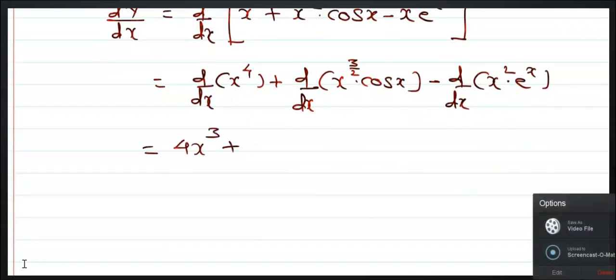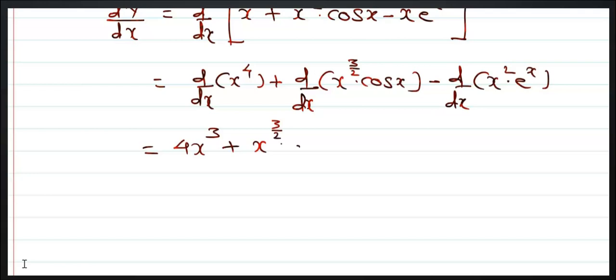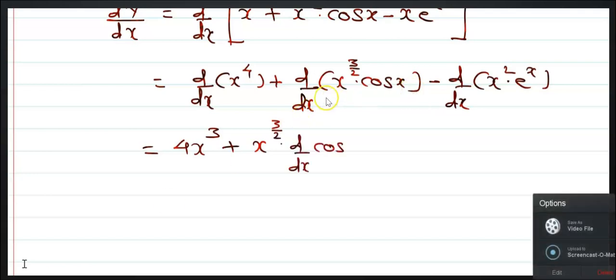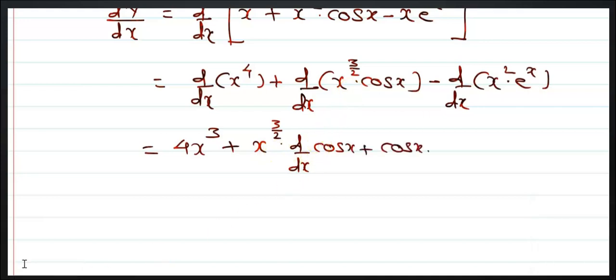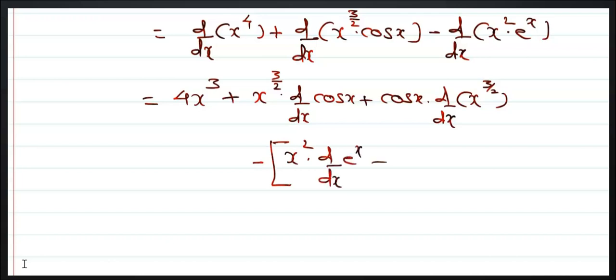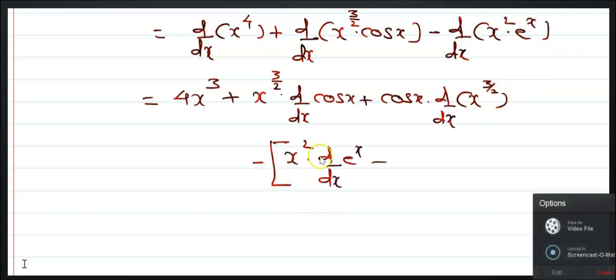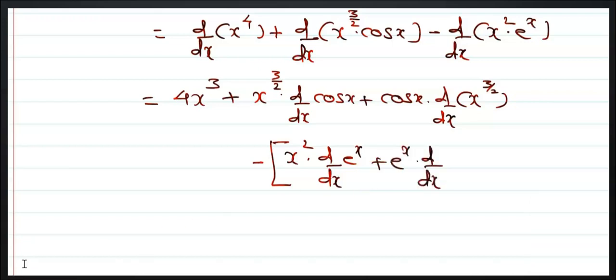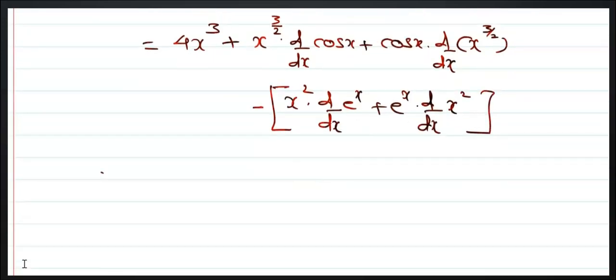The derivative of x raised to 4 is 4x cube. x raised to 3 by 2 into cos x, we will apply the product rule: x raised to 3 by 2 into derivative of cos x. The derivative of cos x is minus sin x, and cos x into ddx of x raised to 3 by 2, minus x square into e raised to x, ddx of e raised to x is e raised to x. Next is plus e raised to x into derivative of x square, that is 2x.